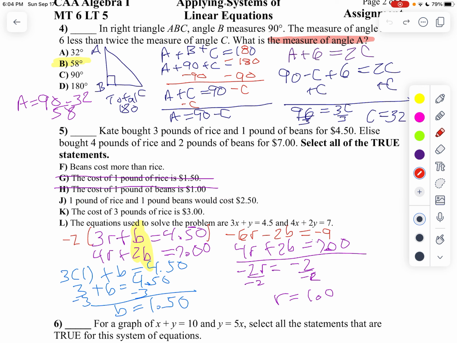I want all of them that are true. 3 pounds of rice would be $3. Yes, 3 pounds of rice would be $3. The equations to solve this problem would be 3x plus y equals 4.5 and 4x plus 2y equals 7. I used R and B, but you could have used x and y. That would have been the same. So 3 correct choices on question number 5, J, K, and L.